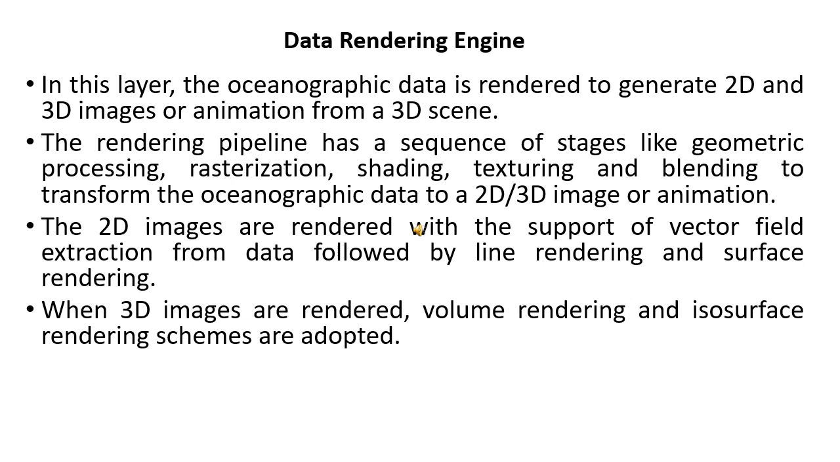As we move to the next layer, that is the data rendering layer, the oceanographic data in this layer is rendered to generate 2D and 3D images or animation. The rendering pipeline has a sequence of stages like geometric processing, rasterization, shading, texturing and blending to transform the oceanographic data to a 2D or 3D image or animation. The 2D images are rendered with the support of vector field extraction from data, followed by line rendering and surface rendering. When 3D images are rendered, volume rendering and isosurface rendering schemes are adopted.